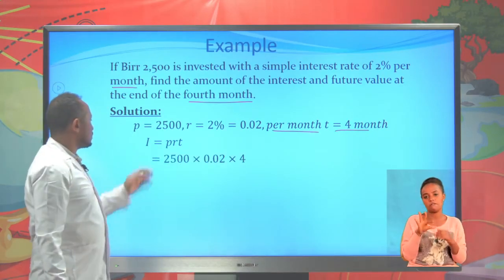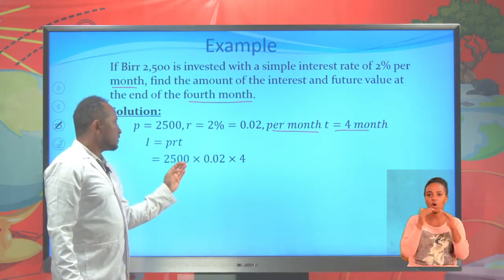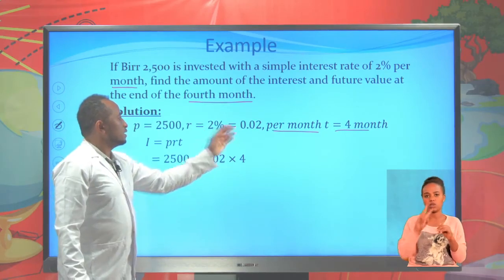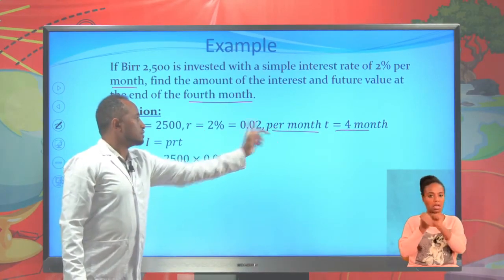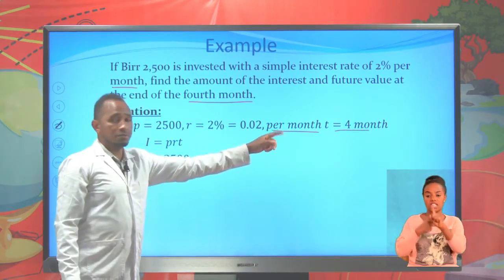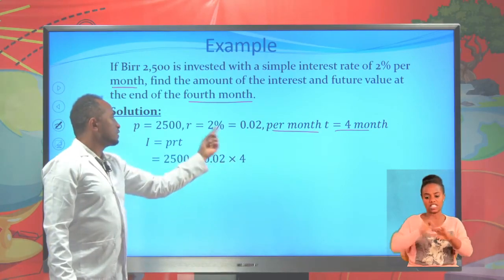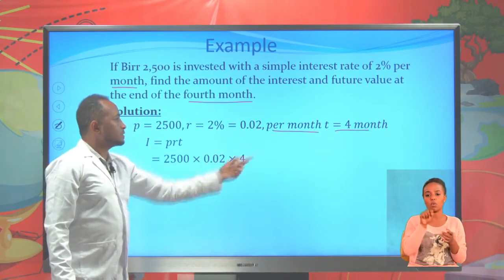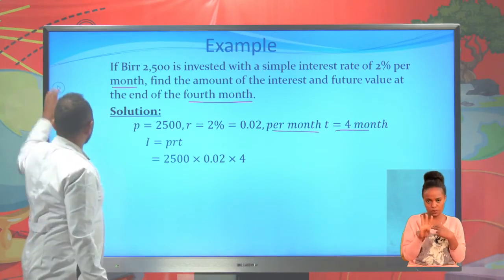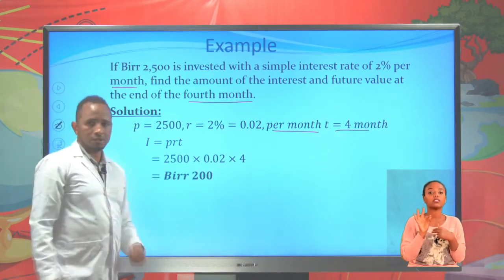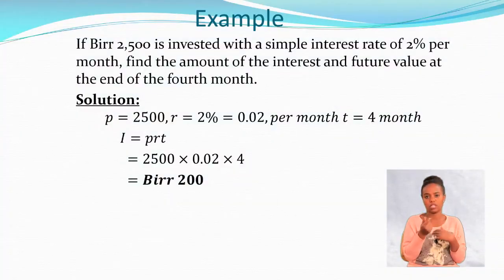It is equal to I is equal to P, 2,500. No need of converting this because the interest rate is in months and the time is in months, so you can take it as it is. So 0.02 times 4. So you will have this result. So the interest will be 200 birr.